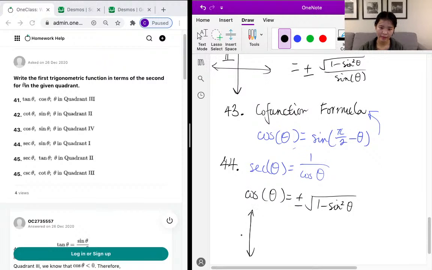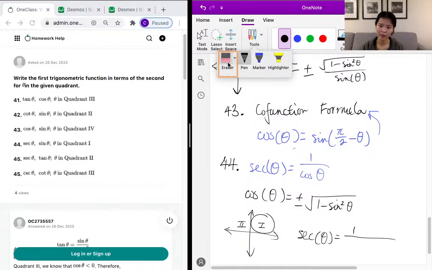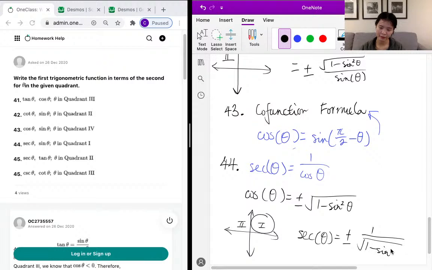And this time our theta is in quadrant number 1, or sorry, not quadrant 2 again. In quadrant number 1, our cosine is positive, so we don't need to do anything extra. We can just write down our secant of theta is equal to 1 over cos of theta, and our cos of theta is equal to the positive square root of 1 minus sine squared of theta. So we just need to write down the square root of 1 minus sine squared of theta on the bottom of our fraction.